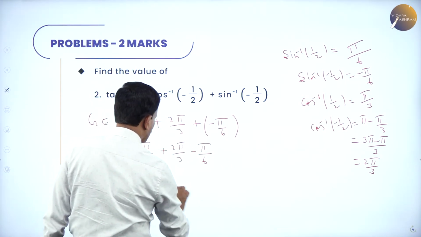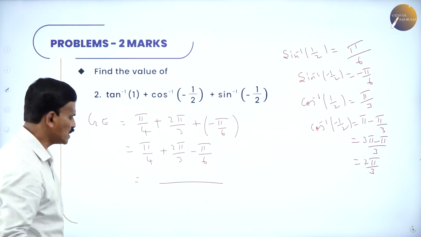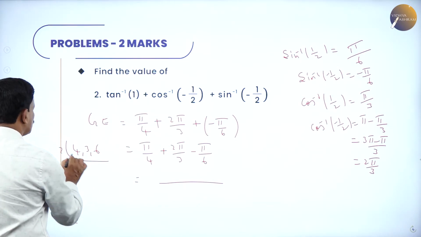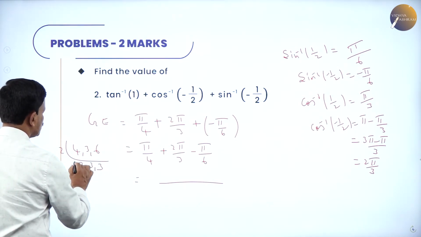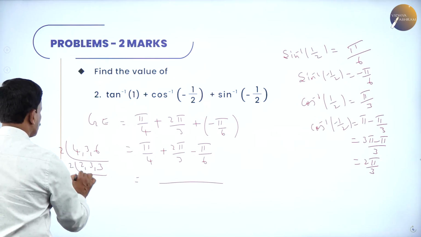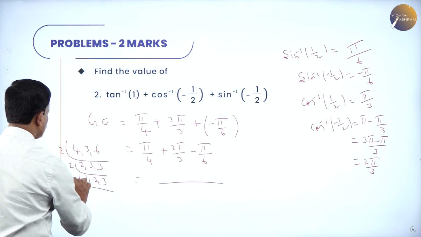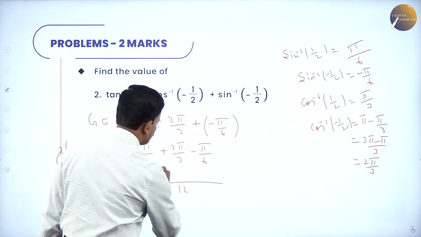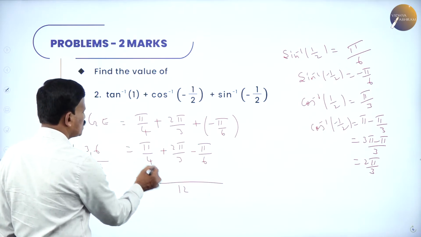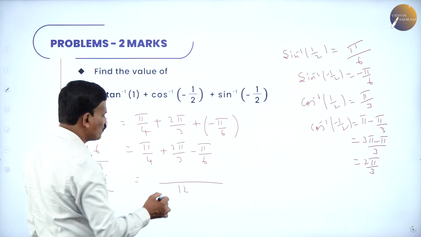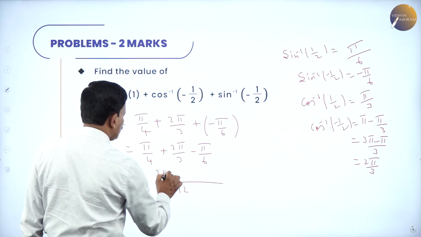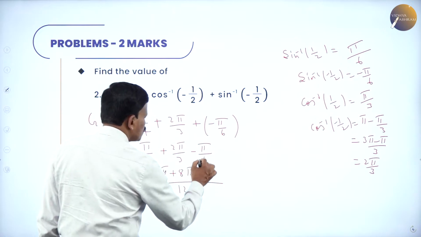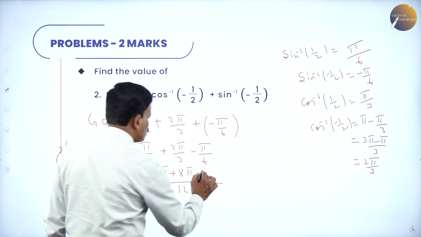Take LCM. What is the LCM for 3, 4 and 6? Let us take 2 2s are 4, 3 as it is, 2 3s are 6, again this is 2 1s are 2, 3 1s are 3. So 3 2s are 6, 2 2s are 12. 12 is the LCM. Then what happens? 12 divided by 4 is 3 times, you will get 3 pi. Again 12 divided by 3 is 4 times, 4 2s are 8 pi. 6 divides 12 by 2 times, you will get 2 pi.